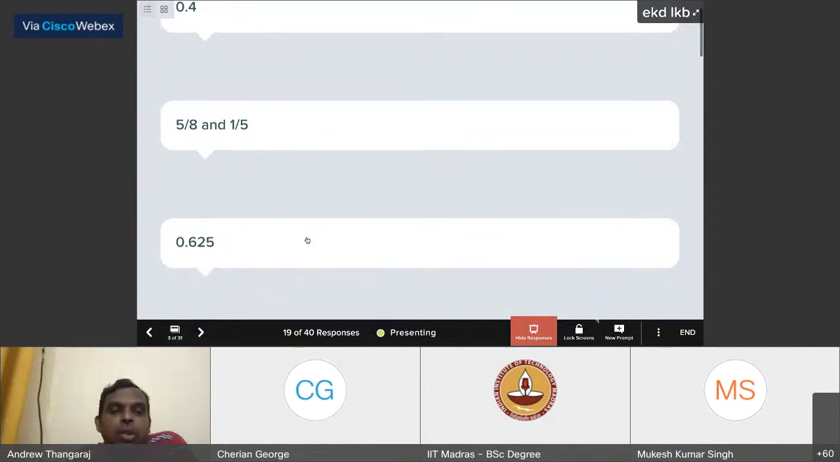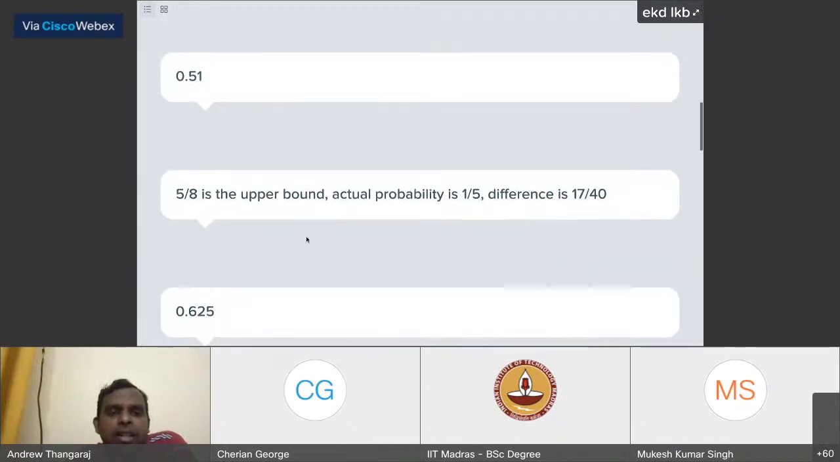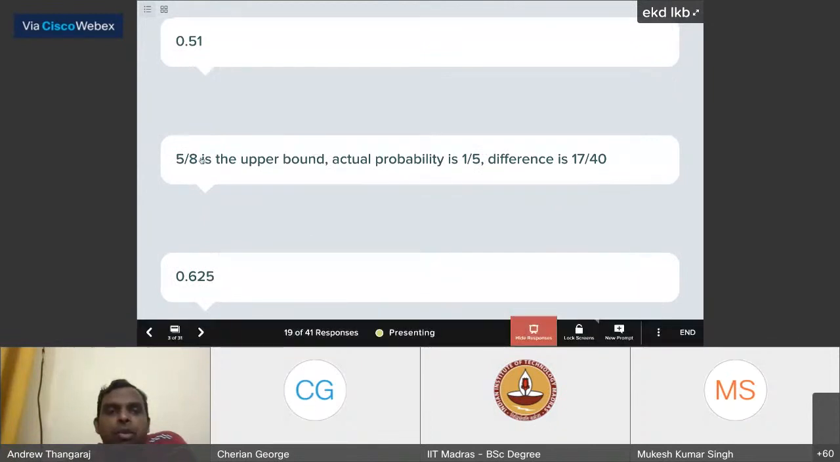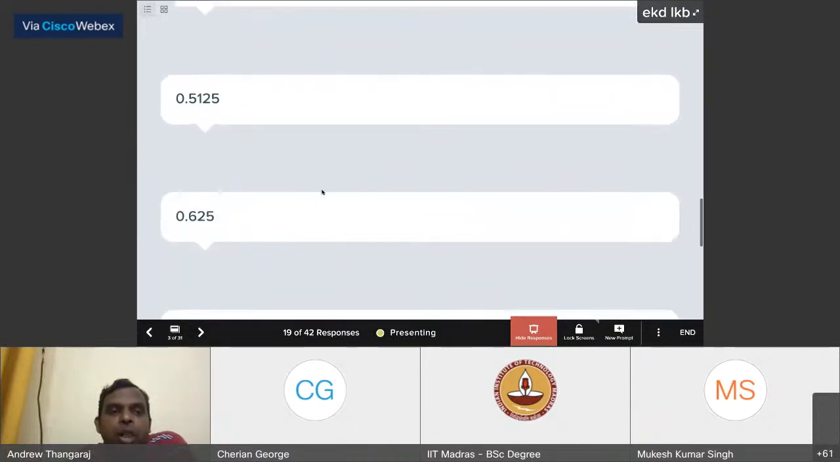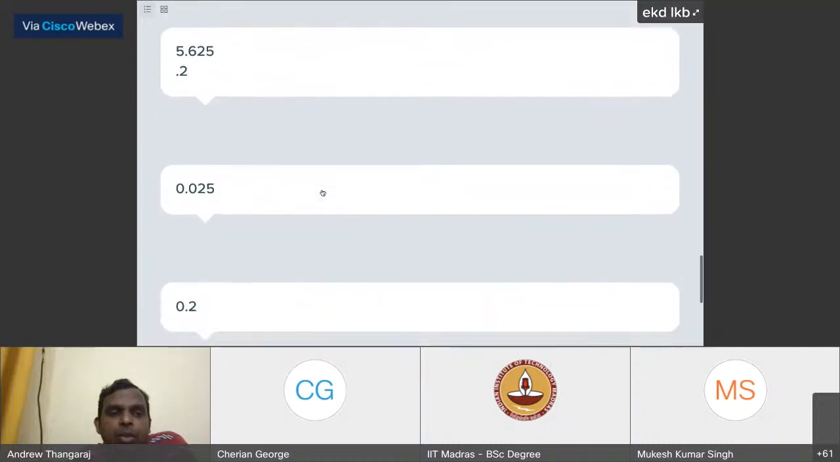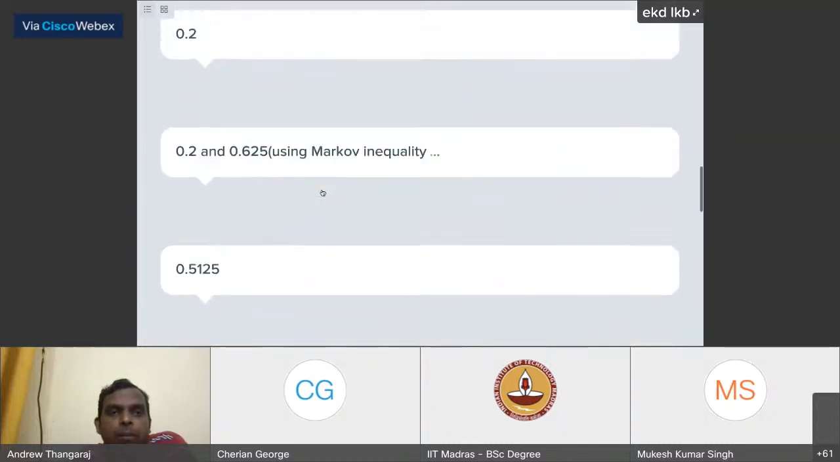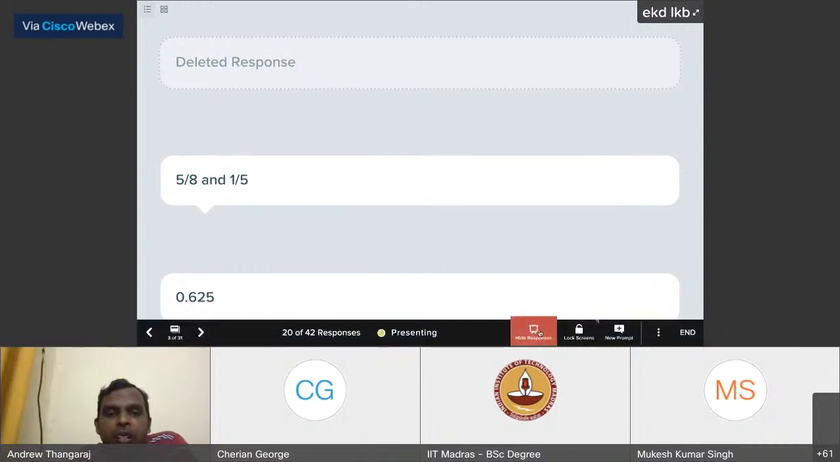Okay. So I think many people have got it right. 0.625. They've not entered the next one. Actual probability is 1 by 5. Okay, good. So 5 by 8 is the upper bound. Actual probability is 1 by 5. So that's correct. A lot of people have got 0.625. Some people have got 0.5125, 5.625. What happened? 0.25. Okay. So looks like people have got roughly to the answer.